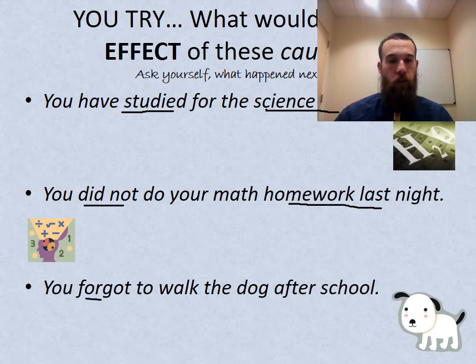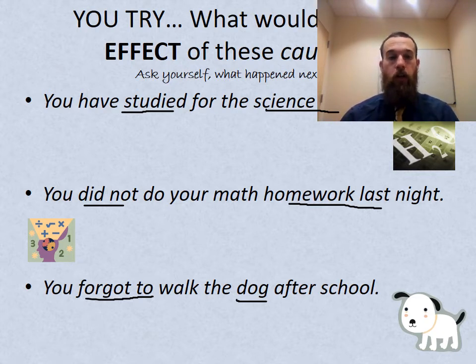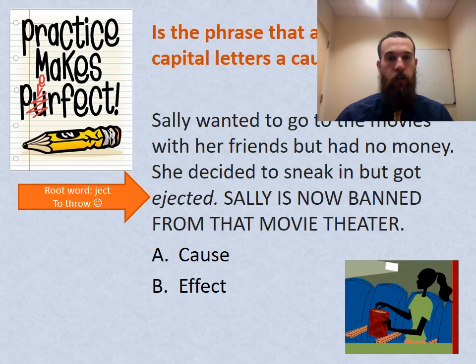Our last one, you forgot to walk the dog after school. So again, your effect can kind of go a lot of different ways. It can be about how does it affect you, how does it affect the dog, or how does it affect the people around you? Like what might other people do as a result of you not walking the dog? So again, I'll leave those ones open-ended. What do you think would happen as a result of these things?